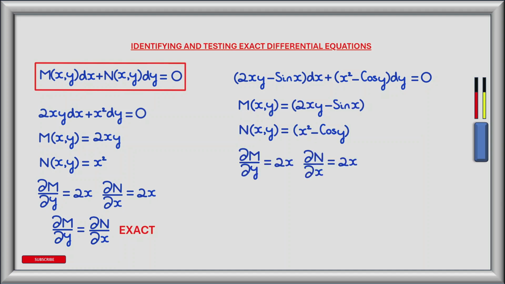So taking the partial derivative of m with respect to y, so that means holding the x variables constant, it evaluates to 2x. And taking the partial derivative of n with respect to x, so that means holding the y variables constant, this also evaluates to 2x. And so the partial derivative of m with respect to y is equal to the partial derivative of n with respect to x. So in this case, the differential equation is said to be exact.